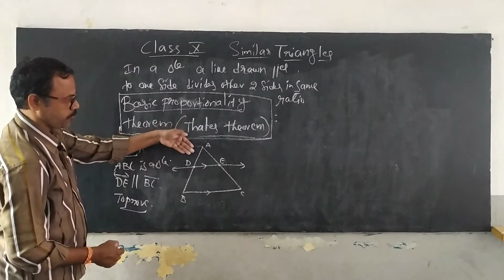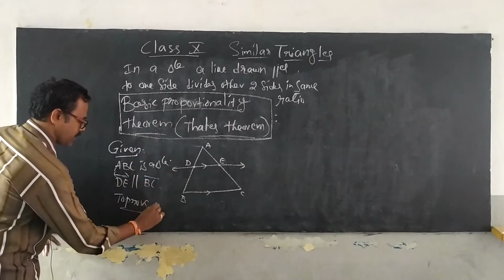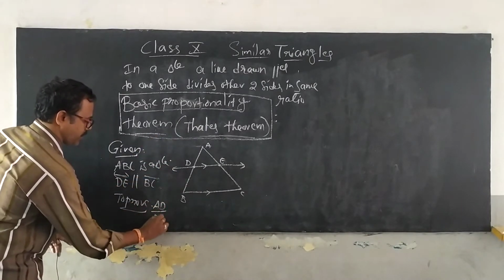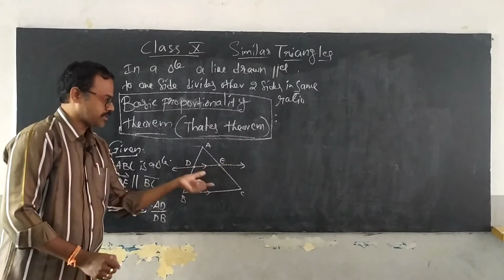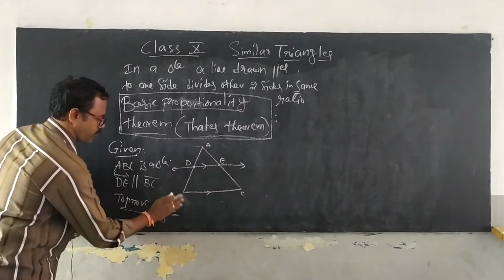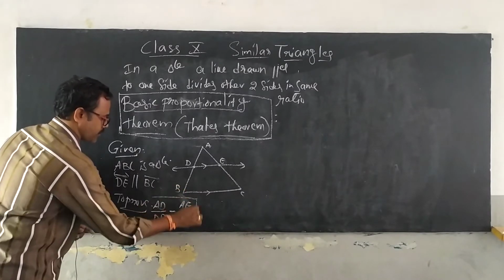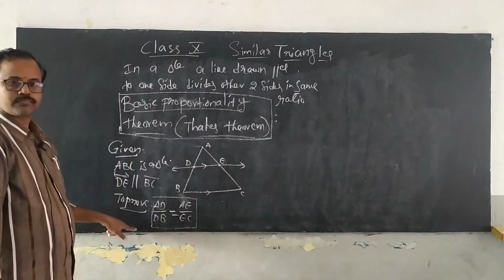What is the ratio of this side? This side is divided into two parts. One part is AD, another one is DB. The ratio is AD by DB. And the other part is AE and EC, isn't it? So this ratio must be equal to AE by EC. This is what we need to prove.